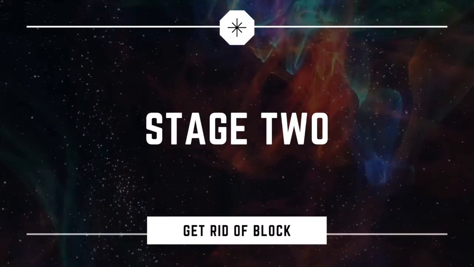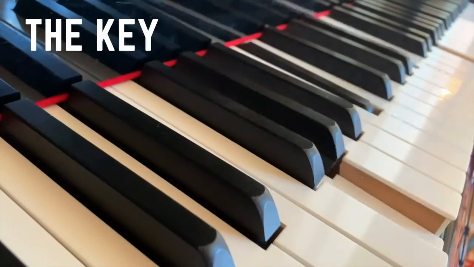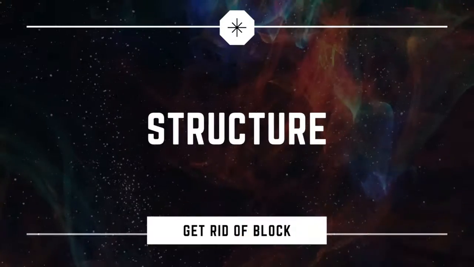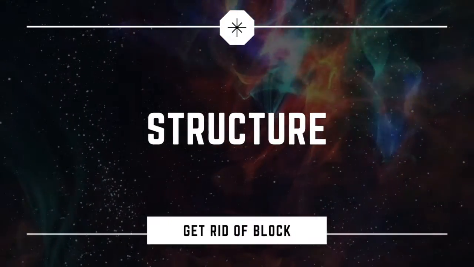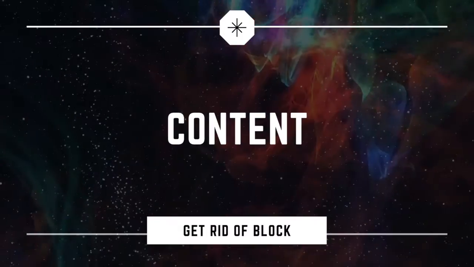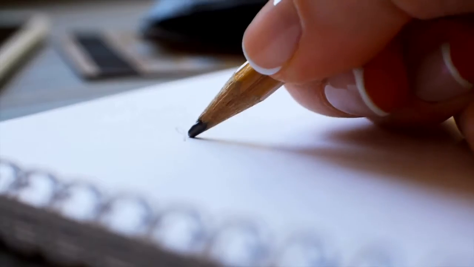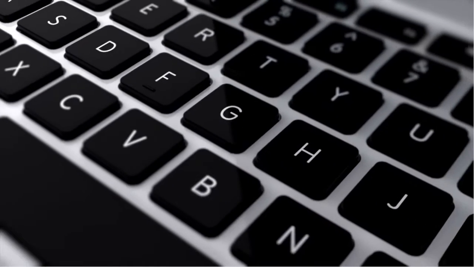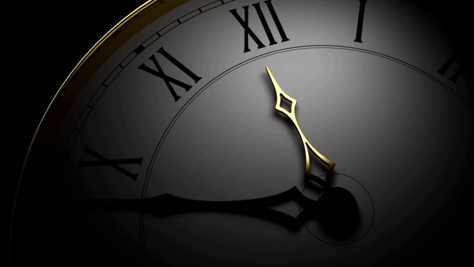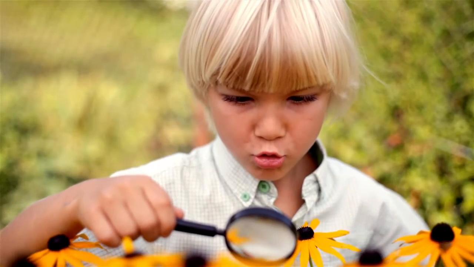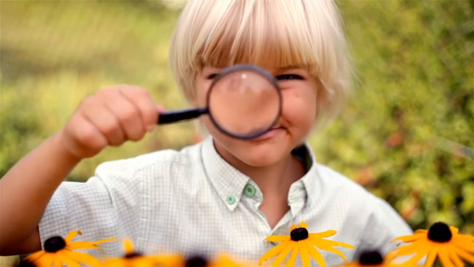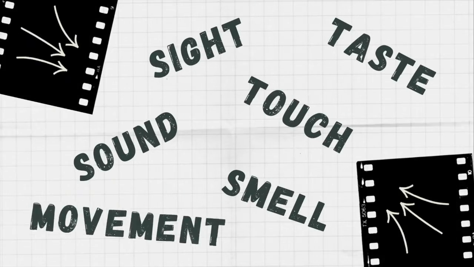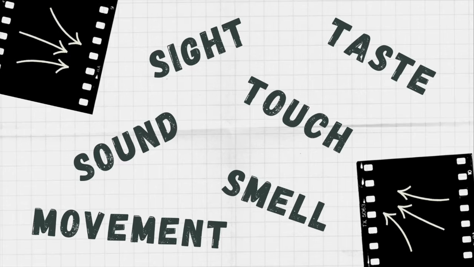In stage 2, we looked at the key, listing out all the chords in the key that you've chosen and having them beside you. We looked at the structure and mapping out each section of what exactly you wanted to say. Then we had creating content. From your list of working titles, we picked one, we typed it into Google Imagery and we set a 10-minute timer. And we wrote down exactly what we saw, taking into account the 6 keys of connection, which was taste, sight, touch, sound, smell and movement.